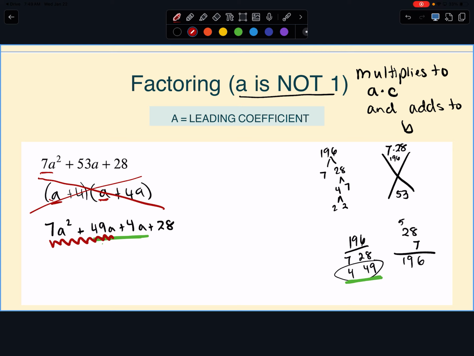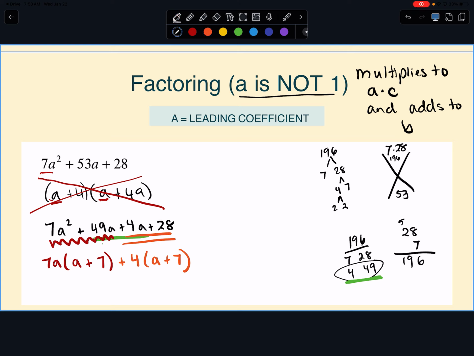And I don't love doing parentheses around what I'm grouping, quote unquote grouping, because it makes your brain frequently turn it into multiplication. And that's not what's happening. But from each of these groups, we're going to pull out a greatest common factor. So 7a squared plus 49a has a greatest common factor of 7a, leaving behind a plus 7. The second set of terms, I have 4a plus 28. That has a greatest common factor of 4, leaving behind an a plus 7.